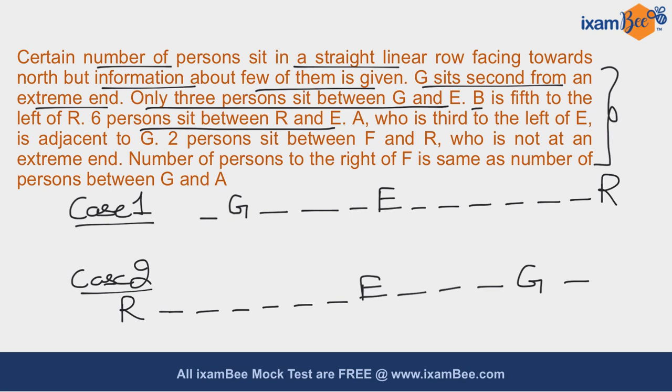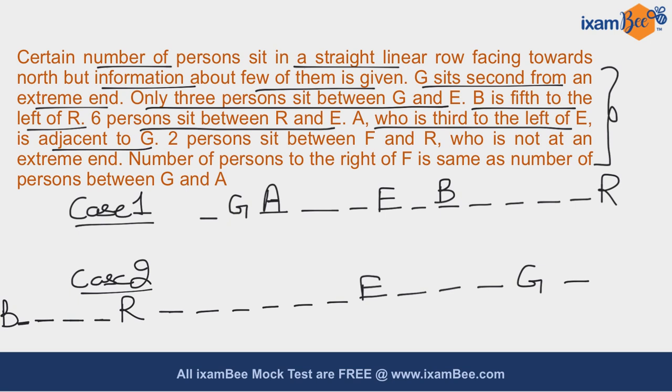Now it is given that B is fifth to the left of R. So you have to place B fifth to the left of R. So in case 1, I'll place B over here, and in case 2, I'll place my B over here. So accordingly, I have drawn my two cases. Now it is given to you that A, who is third to the left of E, is adjacent to G. So you have to fix this condition in both your cases. Now you have to place A over here, which is adjacent to G.